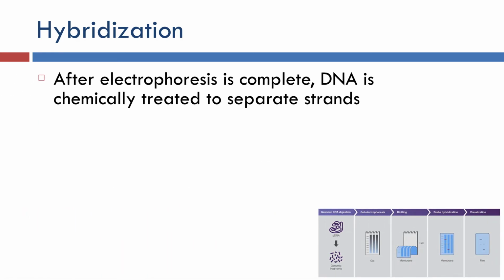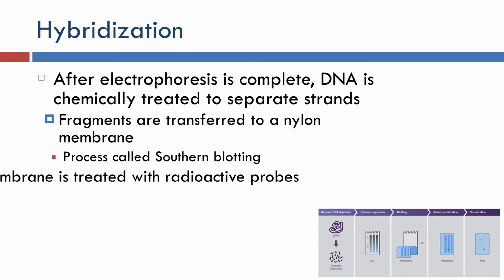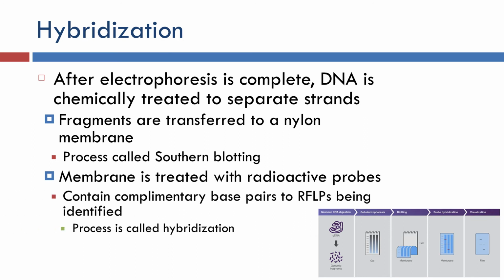The next step, after electrophoresis has been completed, is that the DNA is chemically treated to separate the strands, so the double helix. The fragments are then transferred to a nylon membrane, and this process is called Southern blotting. It's actually named for who developed it. But basically they are taking the plate and applying it to a nylon membrane, and like an ink blot, it will transfer it over.